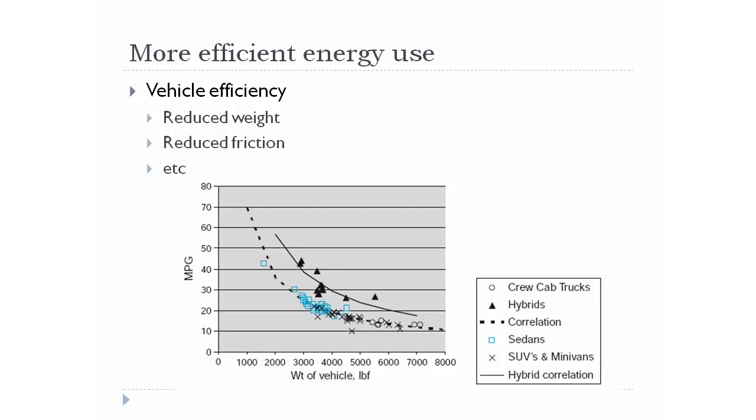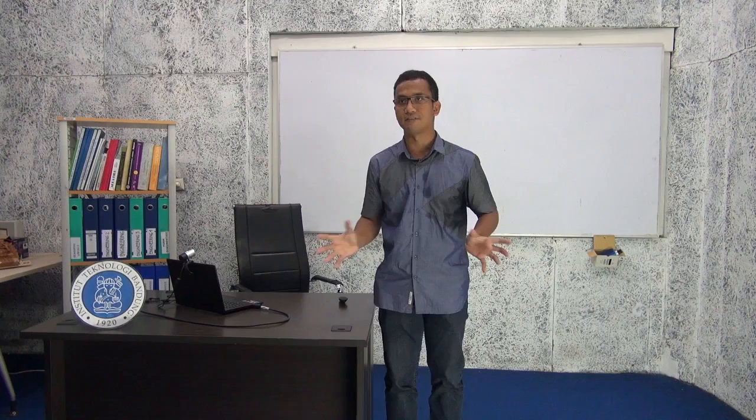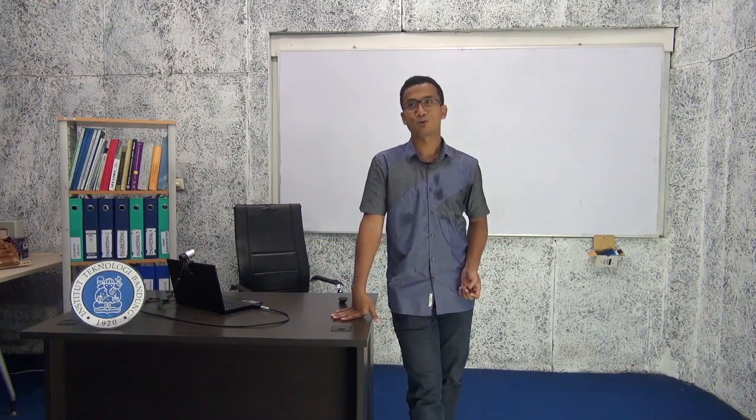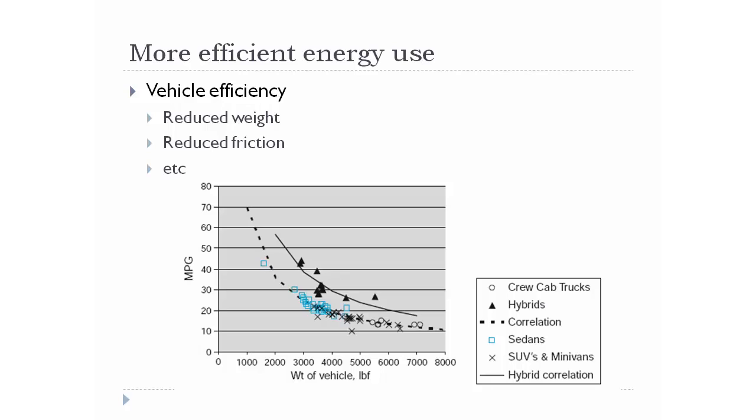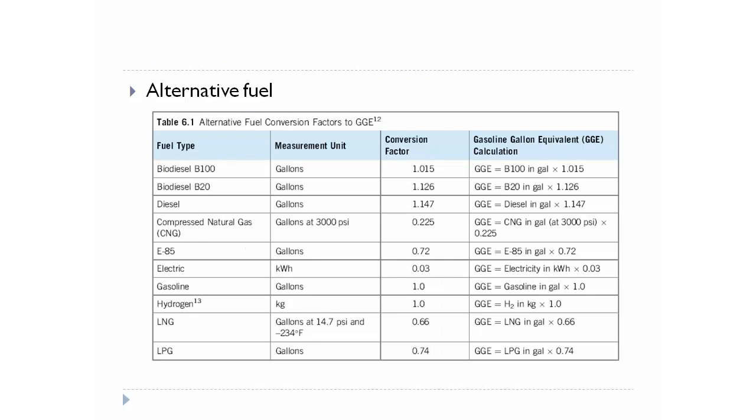Nowadays, we still think about power, but we think more about efficiency: how to make everything more efficient. There are several ways to do that. The first one is to reduce weight. The second one is to reduce friction. Or we can do something else, which is to use alternative fuel.